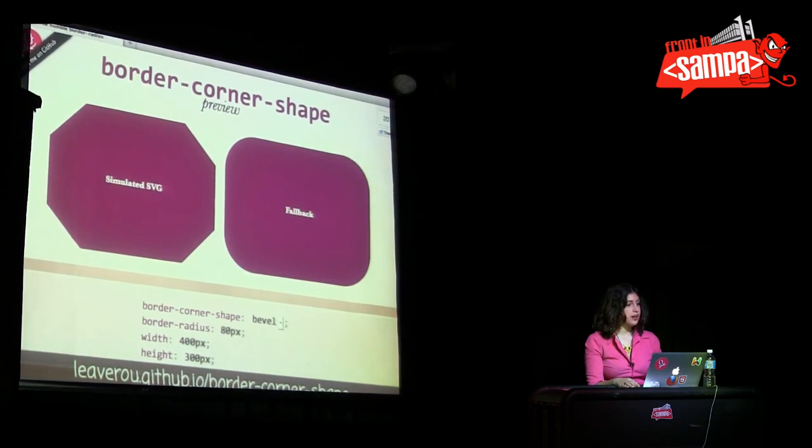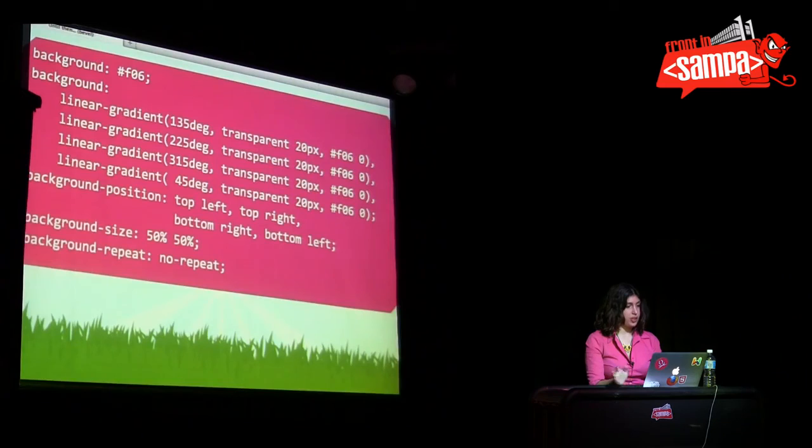What can we do until then? If we want to make like this sort of shape, how can we do it in CSS today? It's a bit messy, but we can do it with gradients. And don't freak out if the code seems complicated. It's actually not that difficult.